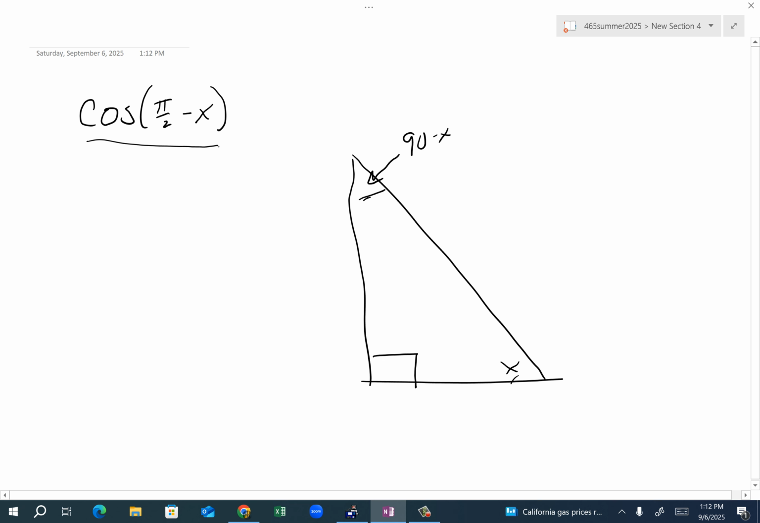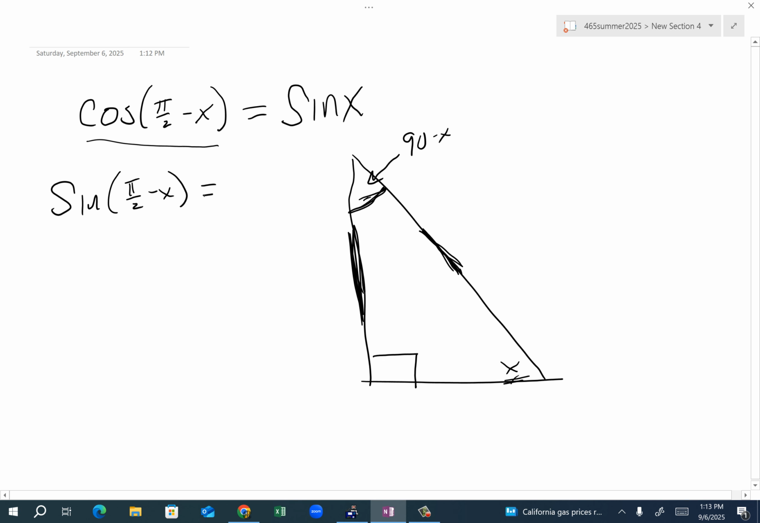So the cosine of this angle would be the adjacent over the hypotenuse. Well, what is that in relationship to x? That's opposite over hypotenuse, so it's equal to the sine of x. And the sine of this angle is exactly what you think it is. It is equal to the cosine of x because sine is opposite over hypotenuse, and the opposite for this fella is adjacent to this guy.